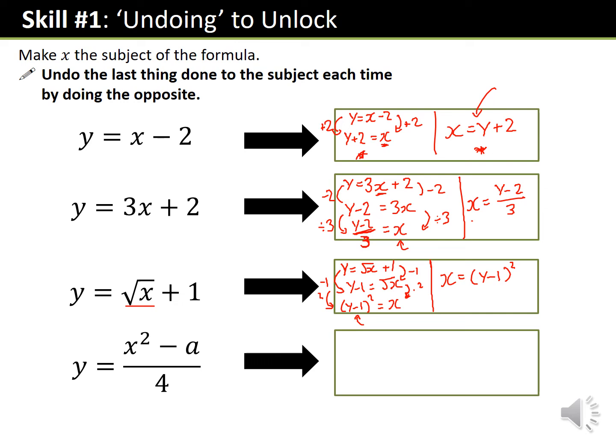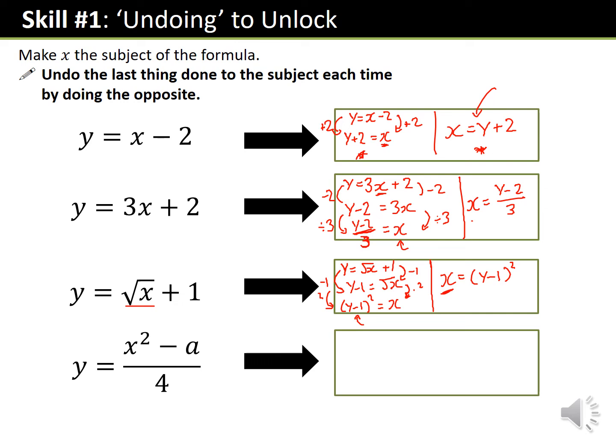So we've got it in its final form. We can just leave it like this. You don't need to expand out the right hand side unless it specifically asks you to. If it tells you what form to give your answer in, you might have to do more steps. But this is completely fine. X is the subject because it's on a side on its own. Okay, let's do the last example on this one and then we'll do a bit of practice.